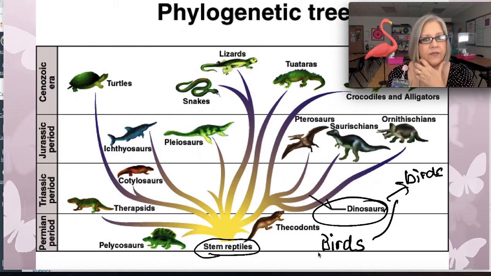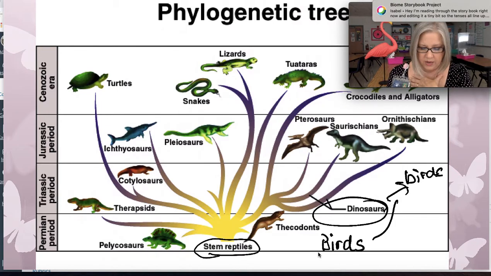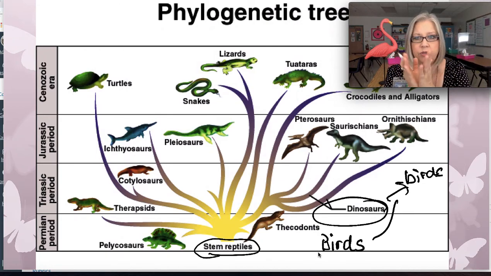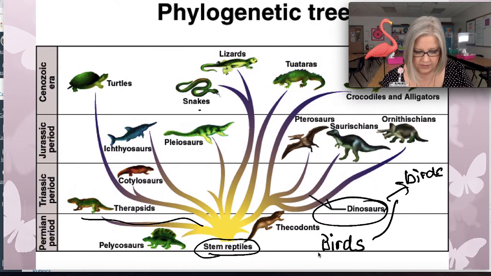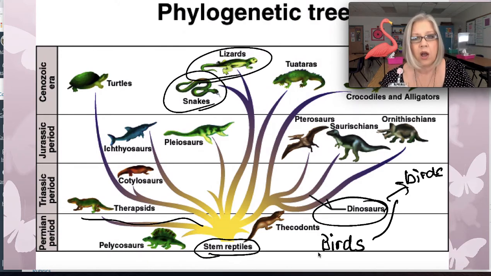Now, when you're reading a phylogenetic tree, we know that things are closer to each other the closer the branches are. So when you look down here at some of these stem reptiles, you'll see that a couple of them just kind of trail off, right? Whereas others are actually more connected to each other. So when you look up here, you'll notice that snakes and lizards are more closely connected to each other, or related to each other, than a turtle.